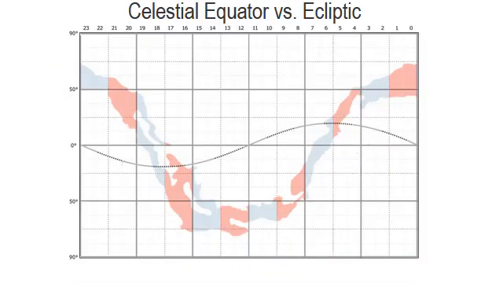The grid on the sky map corresponds to the grid of latitude and longitude on the Earth, but it is projected out into space. The celestial equator is the Earth's equator projected out into space. The curved line is the ecliptic. It's the apparent path that the sun travels in the course of 1 year. The moon and the planets also move along the ecliptic.